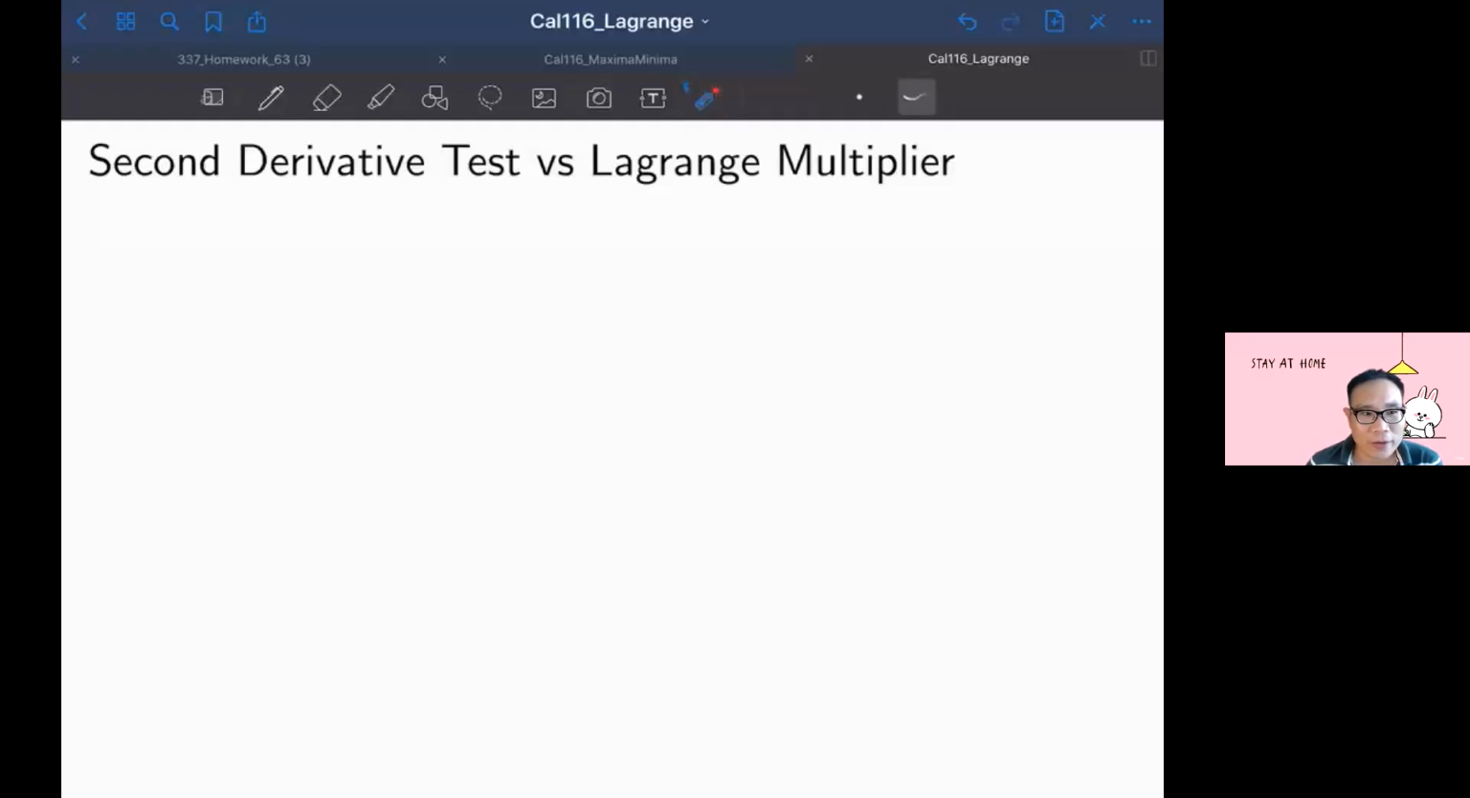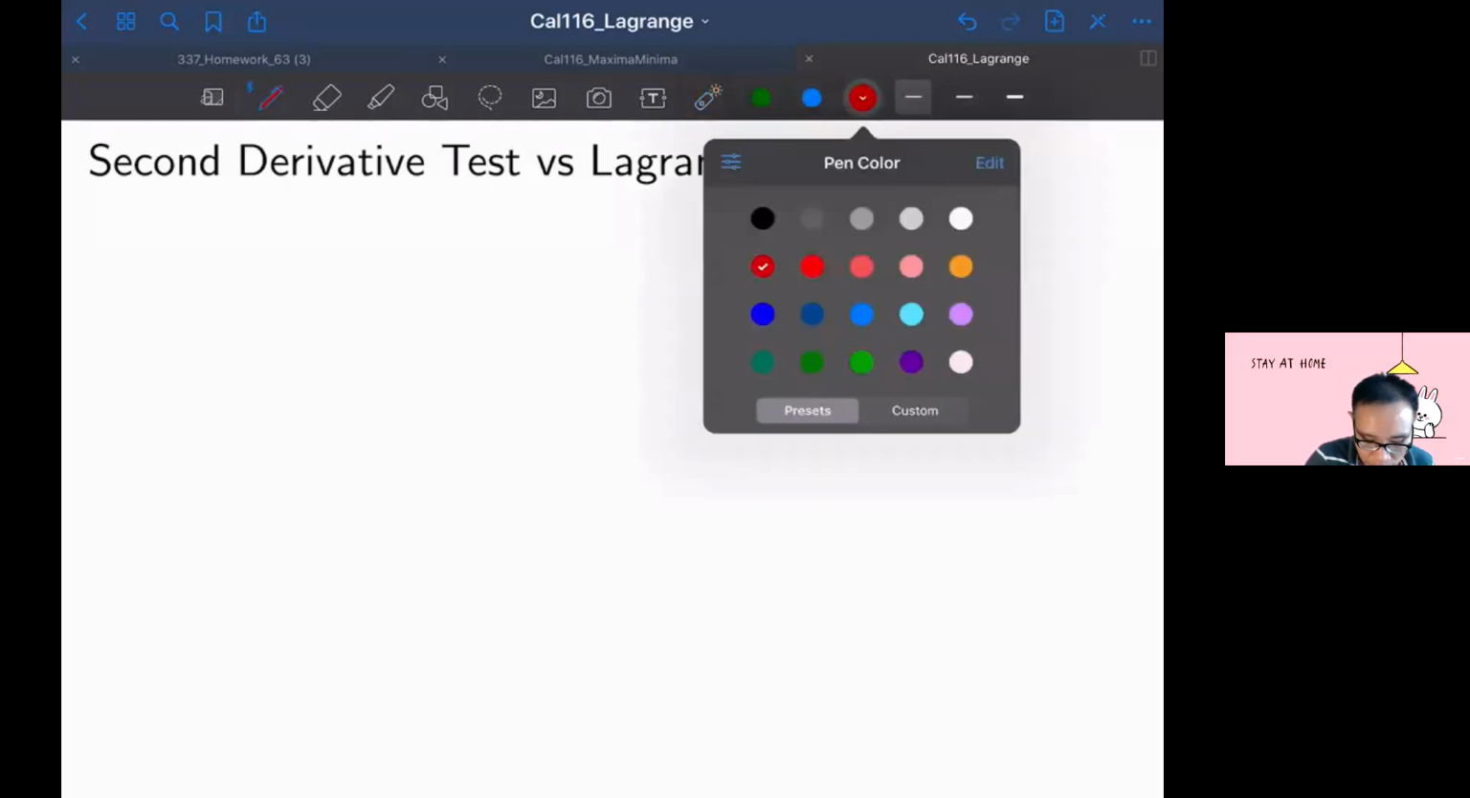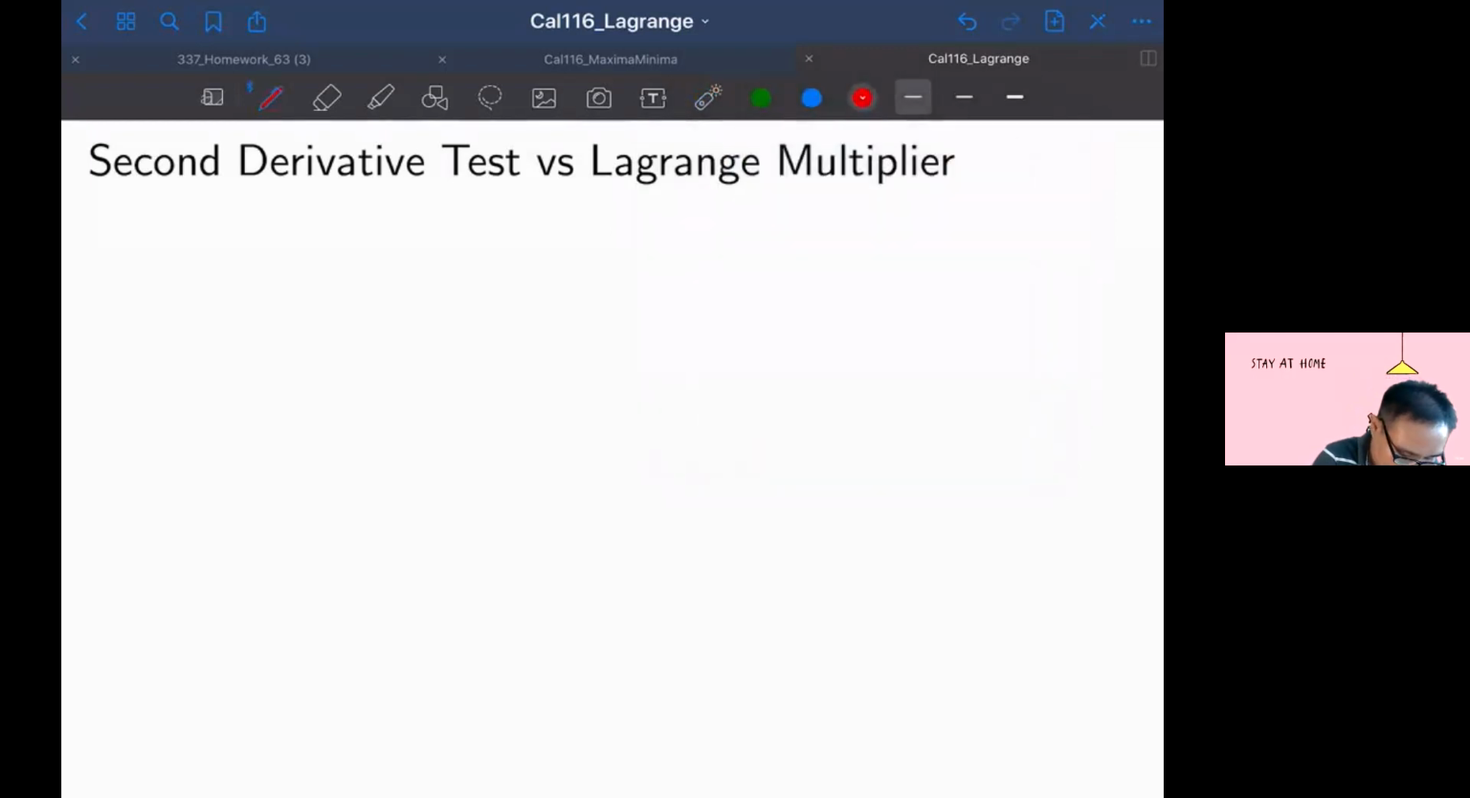In this video, I'm gonna compare the second derivative test and the Lagrange multiplier technique for you. And we're gonna do some more examples on this one, okay? So the second derivative test, you're gonna see the question, okay? So let me compare them in this way. I'm going to first talk about what kind of question you're gonna have.